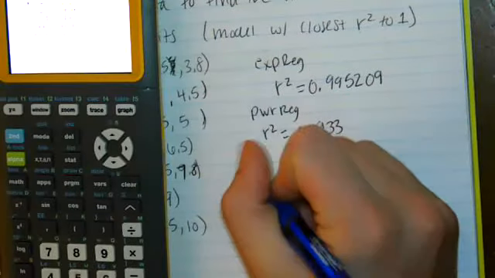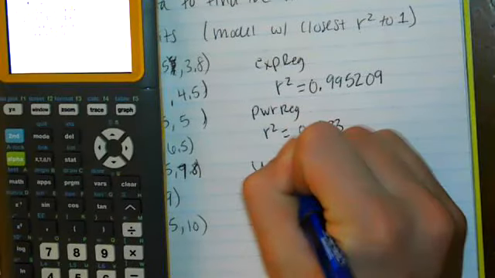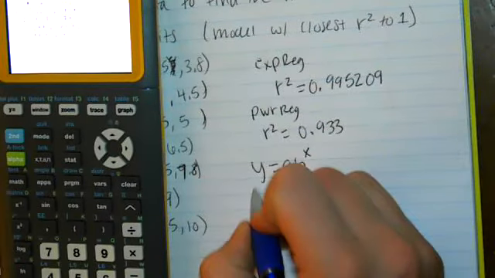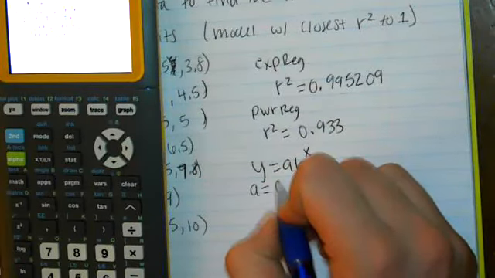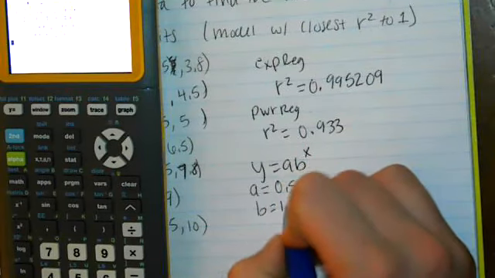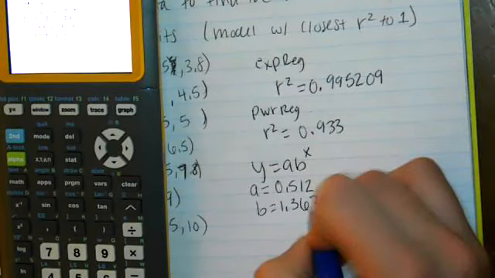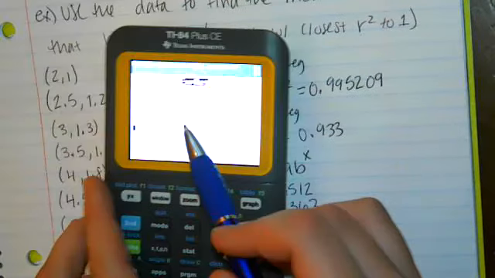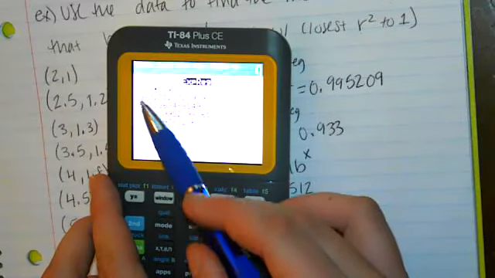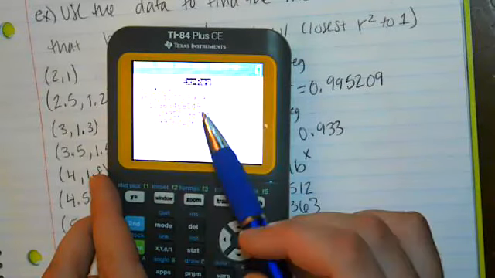Okay, it says this is y equals a times b to the x. So my a value equals 0.512. My b is 1.363. Again, I'm just pulling this off of my calculator. Obviously, you can't see it, but there's all these numbers up here at a, b, r squared, and r value. Again, pull your a and your b.